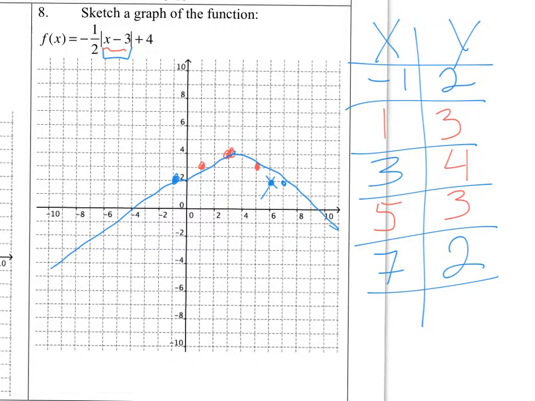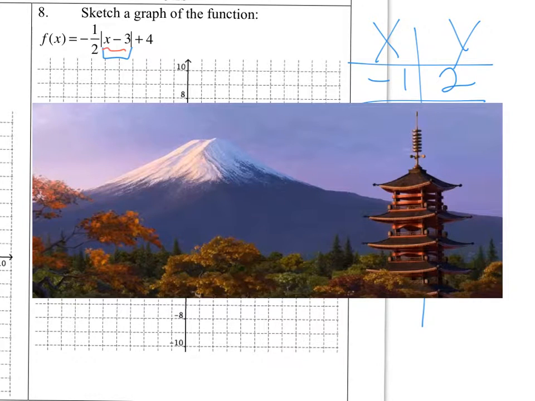Although I realize you may not have ever seen Mount Fuji. So ta-da, there's Mount Fuji. I think this is from Cars because that looks animated, and I think I saw that it was from Cars' website.